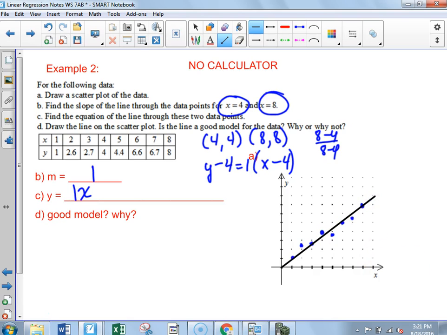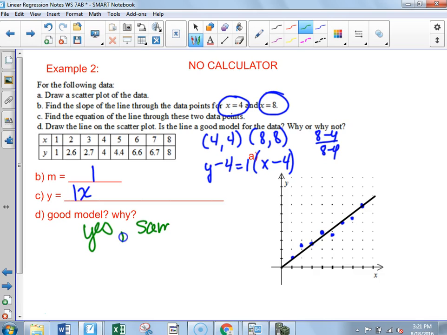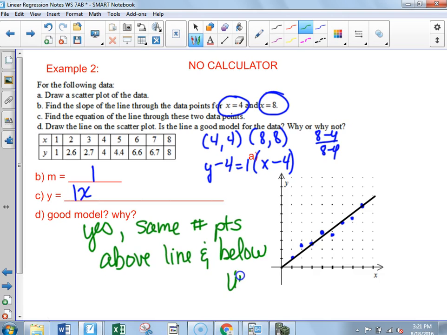I just want you to draw an accurate line, and I didn't give you rulers, but the idea here is, is this a good model? Is it hitting every dot? No, that doesn't necessarily make it a bad model. The general rule of thumb is, I would say this is yes, because there's roughly 2 dots above and 2 dots below, or 2 dots above and 3 dots below. So the same number of data points above and below is a good rule of thumb, okay?